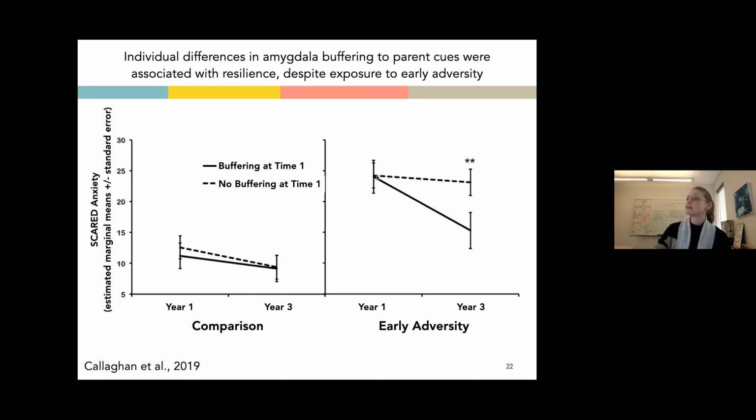So specifically, those children who were able to show amygdala buffering to pictures of their caregivers at time 1 showed a sharper decline in anxiety into the future, into year 3 of the study. So this, of course, makes us ask, well, what is it that is associated with buffering in this group? Why are some children exhibiting buffering and some children are not? Especially considering we know that this variability in buffering isn't noise. It seems to be related to anxiety and real-world outcomes.